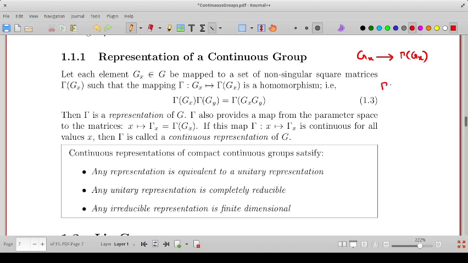Now this mapping, which we denote as gamma from Gx to gamma Gx, if this is a homomorphism, that is gamma Gx times gamma Gy is equal to gamma Gx Gy, then this mapping is said to be a representation of the group G. So once more, if every element Gx of a group G is mapped to a set of non-singular square matrices gamma Gx such that this mapping is a homomorphism, then this mapping is said to be a representation of G.